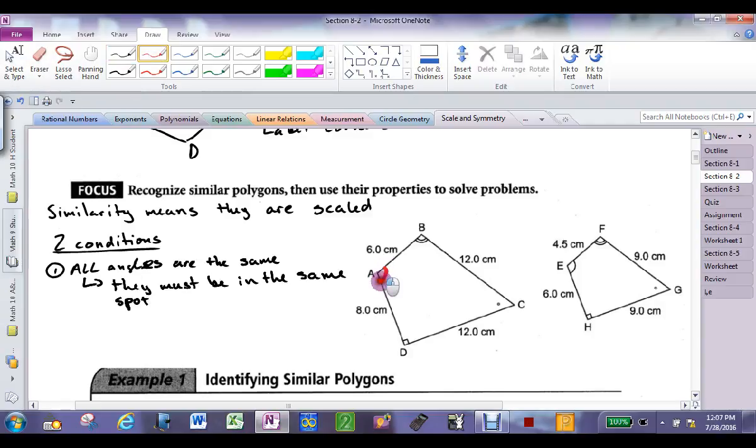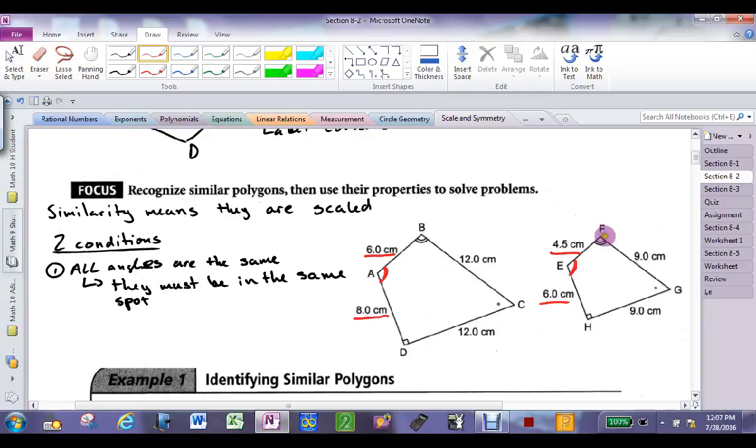Angle A has been given this symbol. Okay? Everyone agree? Yes. It is between the shortest side and the middle length side. Everybody cool? Now come over to here. Angle E has been given the same symbol, so we know they're the same angle, aren't they? Now let's check. Is angle E between the shortest and the middle length side? Yes. So it's in the exact same spot, and it's the same angle.